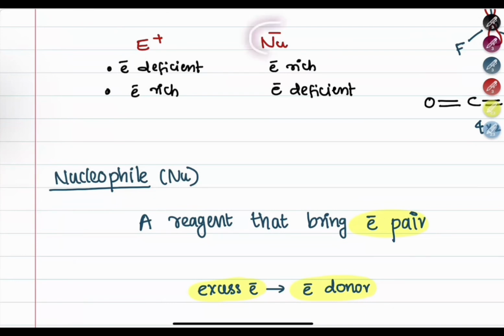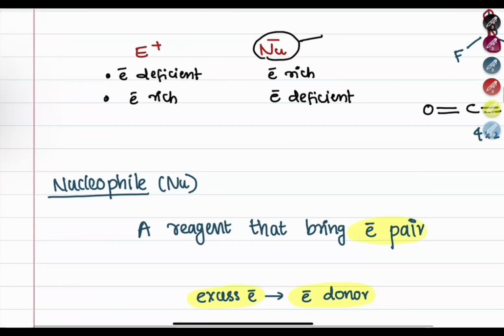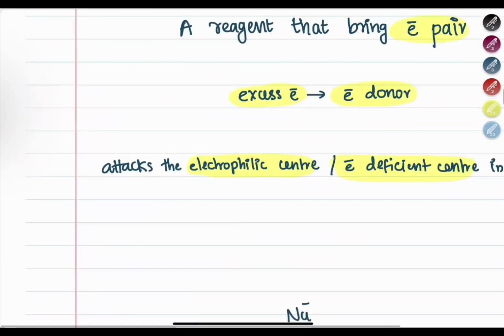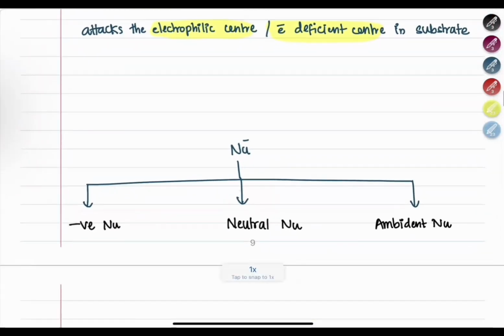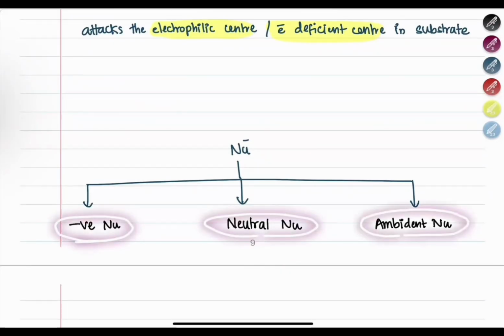There are 3 different types of nucleophile. The first one is negative nucleophile, the second one is neutral nucleophile, and the third one is ambident nucleophile. So there are 3 different types.